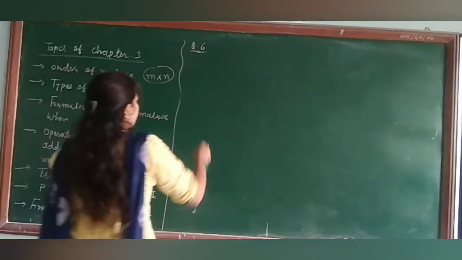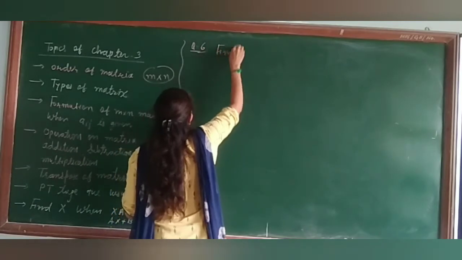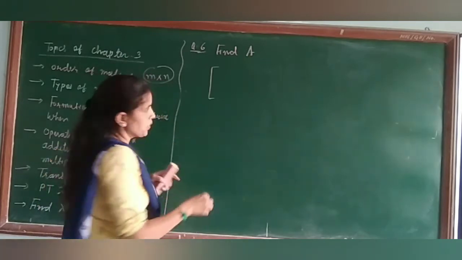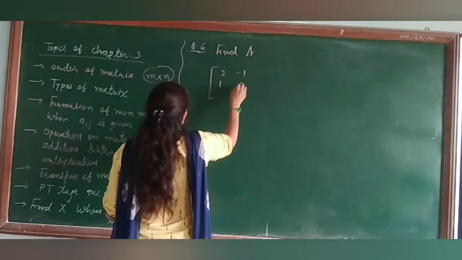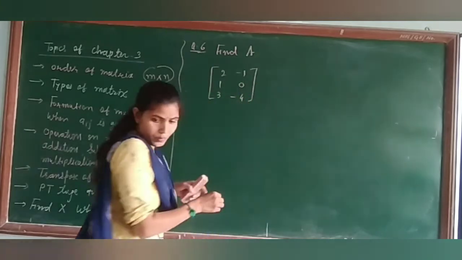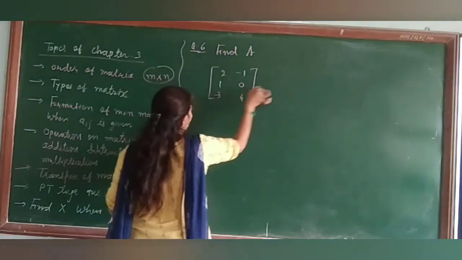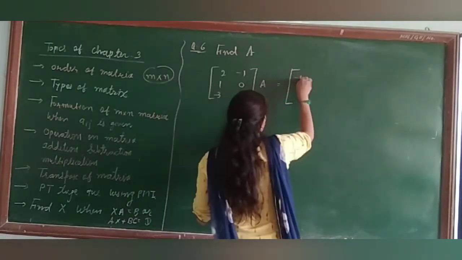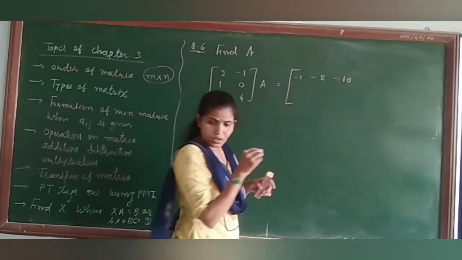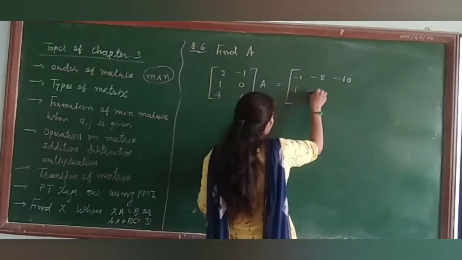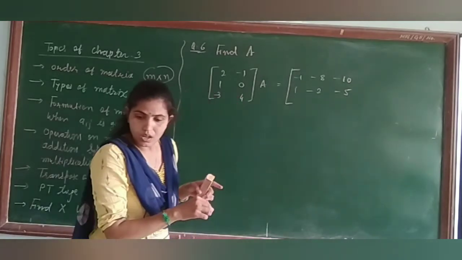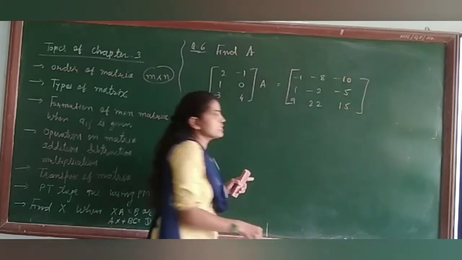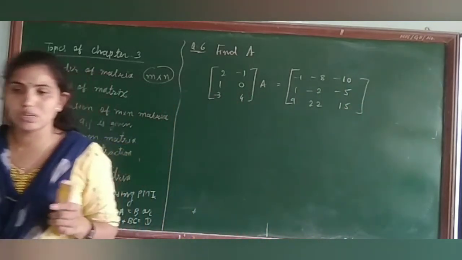Find A such that the matrix [2, -1; 1, 0; -3, 4] into A is equal to [-1, -8, -10; 1, -2, -5; 9, 22, 15]. So students, this is the question you have. Now you have to find out the matrix A.